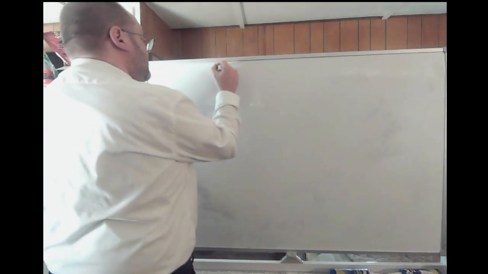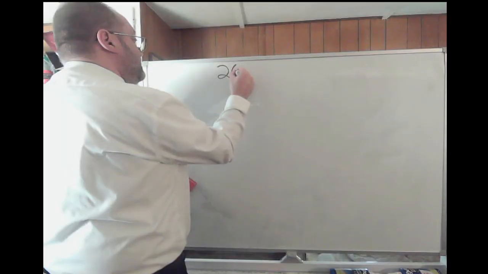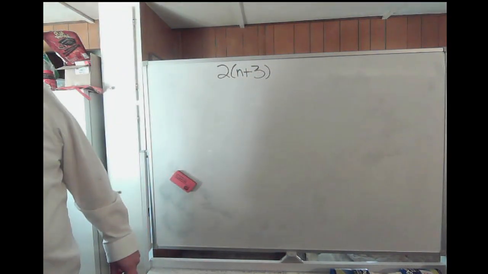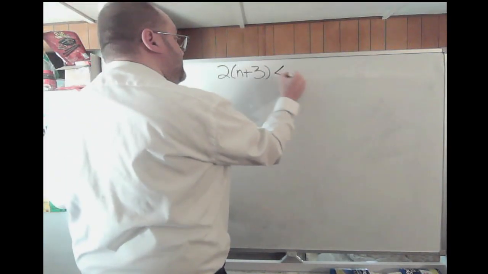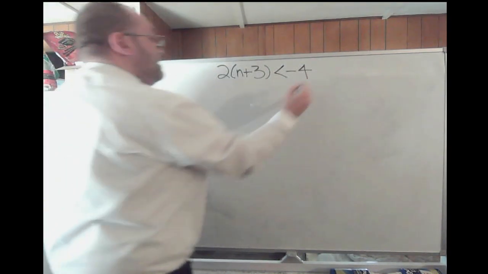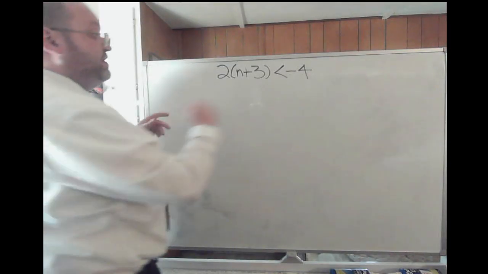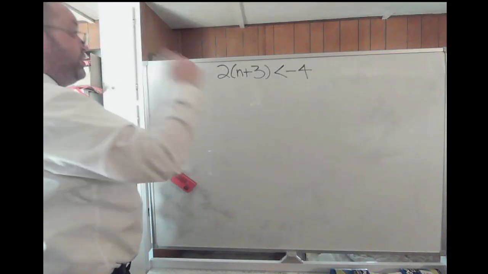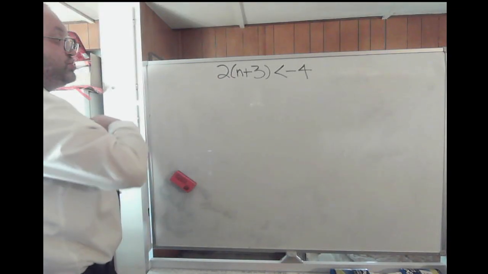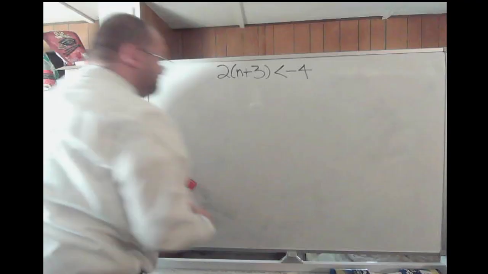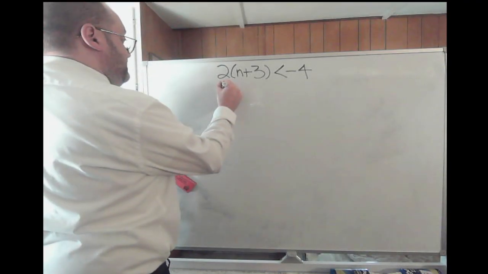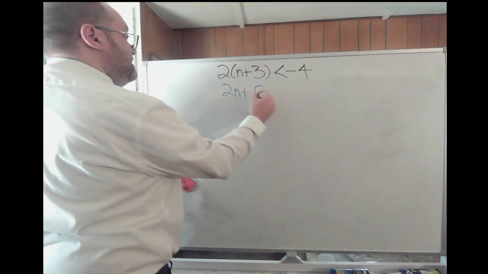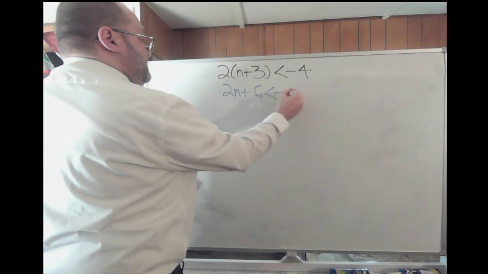Good one. You have 2 times the quantity of n plus 3 is less than negative 4. Well, you treat this like you would any problem where you have grouping symbols. You would do your distributive property on the left. So 2 times n, that's going to be 2n, plus that 2 times 3, that's 6. So you get 2n plus 6 is less than negative 4.